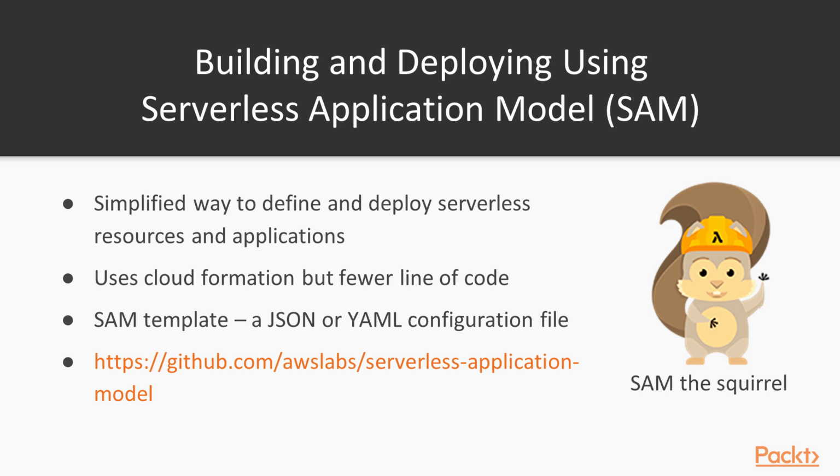The basic concept is using a SAM template. So SAM is a file that can be JSON or YAML configuration. And the mascot is Sam the squirrel. You can see it on the right, which was released at the last re:Invent. Underneath, I've provided the link to the Serverless Application Model with additional documentation if you need it.